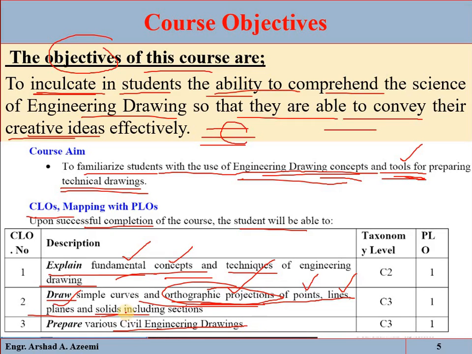It will not be specific to civil engineering; it can be mechanical engineering drawing, electrical engineering drawing, or agricultural engineering drawing. So simply, our focus will be the understanding of the basic concepts of engineering drawing, and then the application of those basic concepts for the preparation of different technical drawings. It may be civil engineering drawing or mechanical engineering drawing. Okay, and it contributes to program learning objective number 1.